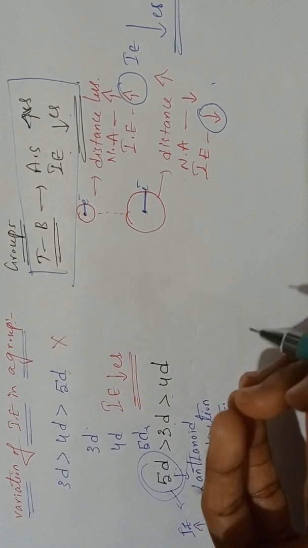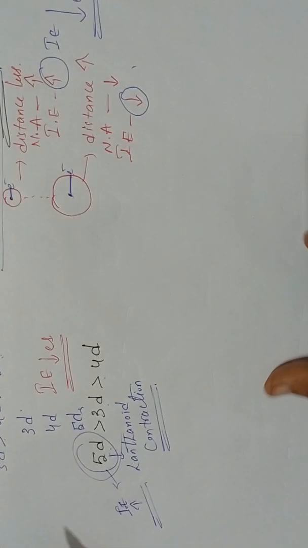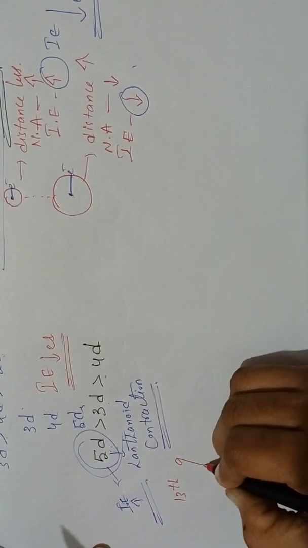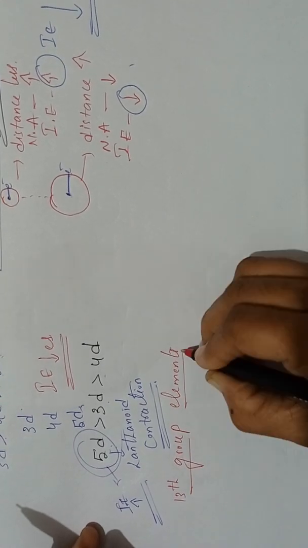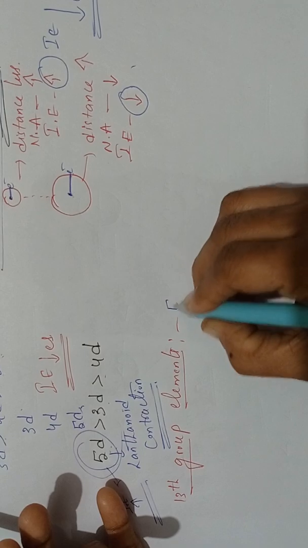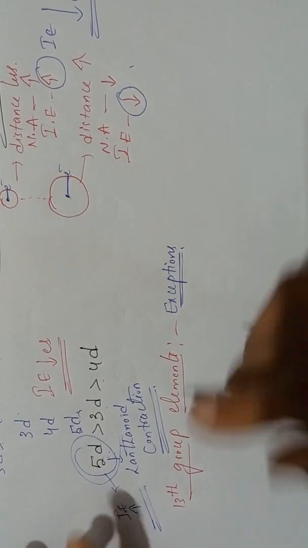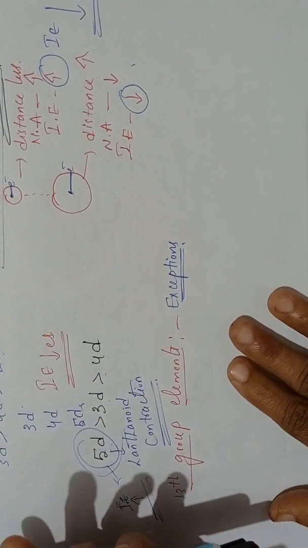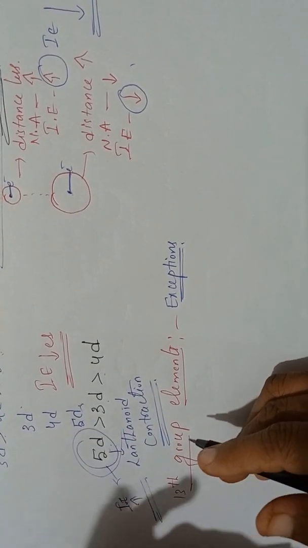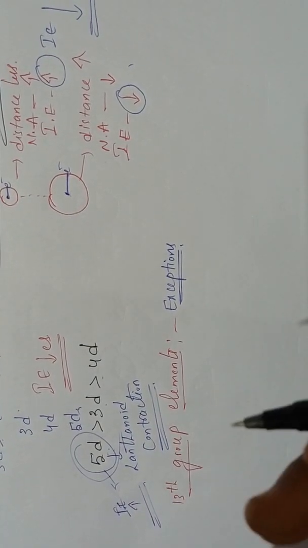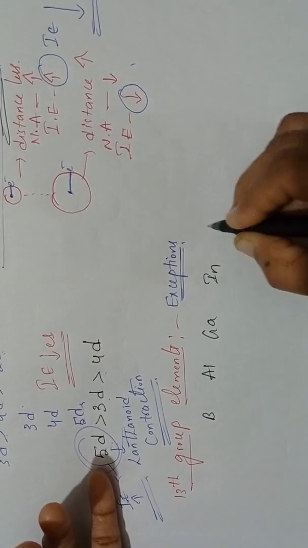Now I am going to discuss the 13th group elements. In the 13th and 14th group elements, there are some exceptions, students. Exceptional cases are there. First I am going to discuss the 13th group elements. What is the exception? What are the 13th group elements, students? Boron, aluminium, gallium, indium, thallium.